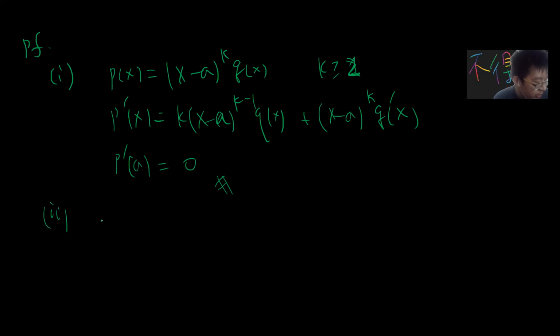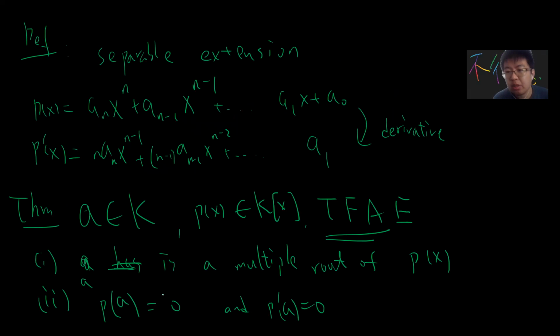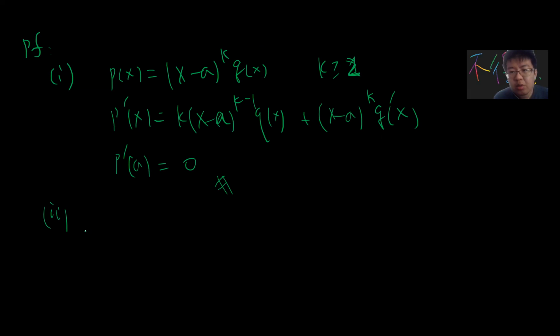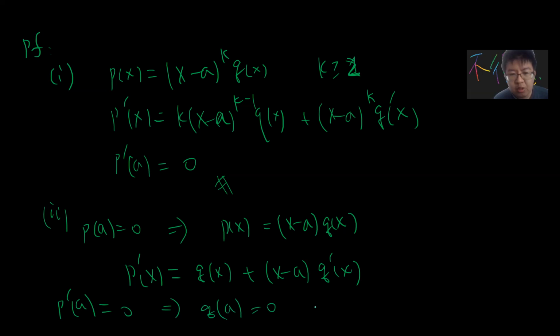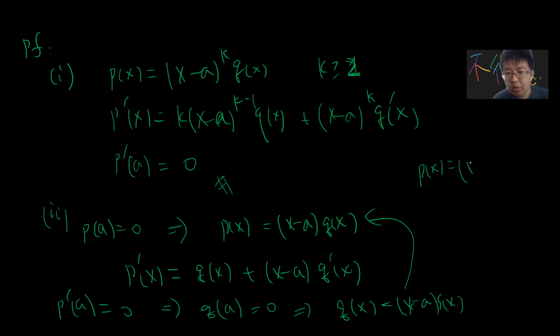Now, conversely, suppose 2 is correct. So P(a) and P'(a) are 0. P(a) is 0, that means I can write P(x) equals (x minus a) times Q(x). Then P'(x) will be Q(x) plus (x minus a) Q'(x). I know that P'(a) is 0, which tells me that Q(a) is 0. So I can also write Q(x) equals (x minus a) times S(x). I plug it in, I get P(x) equals (x minus a) squared S(x). So a is a multiple root of P.